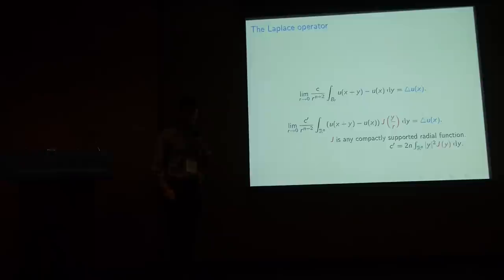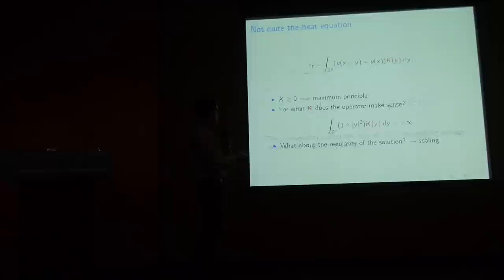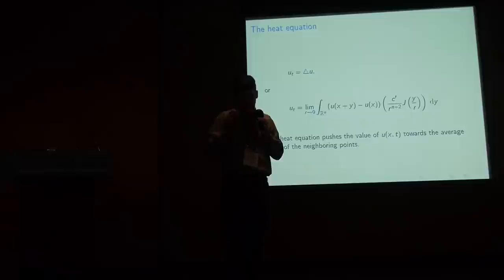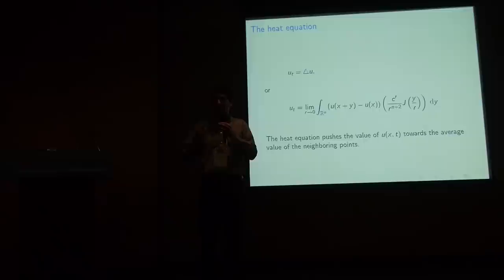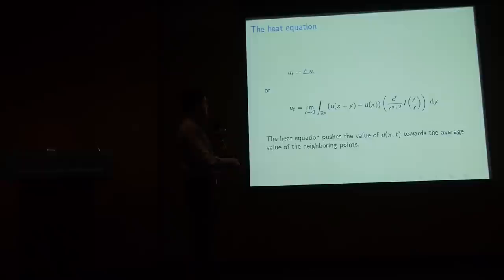So the heat equation, of course, you can rewrite it like this, because this is what the Laplacian is. And if you think of the heat equation like this, what you see is that infinitesimally, it's taking the value of a function at one point, and it's pushing that value towards the average of the values in an infinitesimal neighborhood of that point. So if you think about the equation that way, it's trying to make all the values match the average of the values around, and it makes some sense that the equation has some regularization effect.